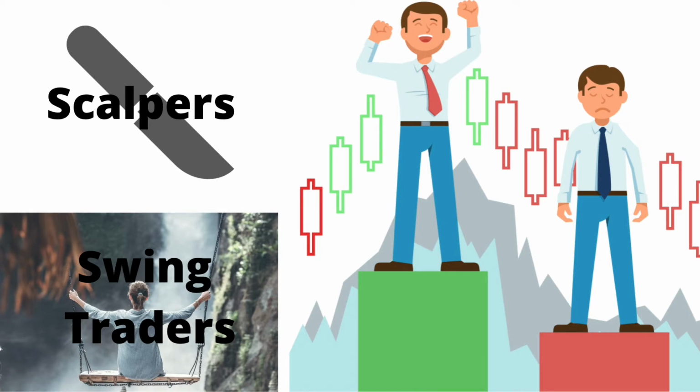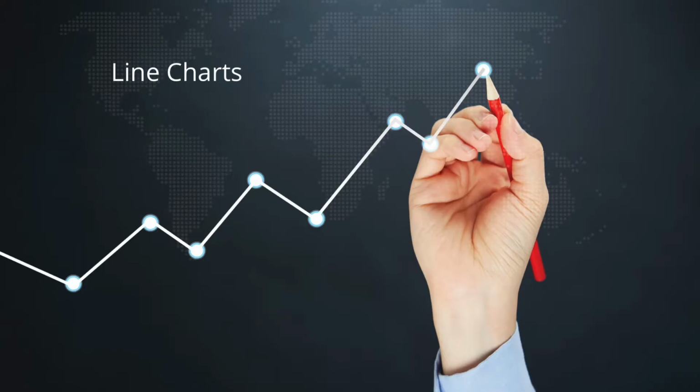Different ways to trade. You have scalpers and you have swing traders. Scalpers are usually in and out of trades, they hold a trade no longer than 5 to 10 minutes. And swing traders are more long-term traders that hold trades over a term of days or maybe even months.